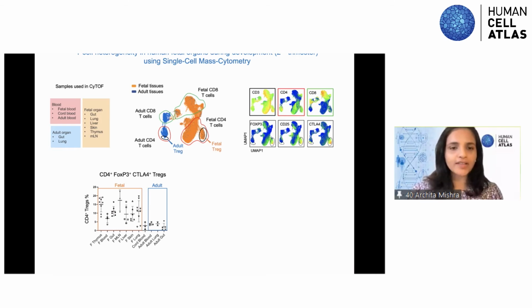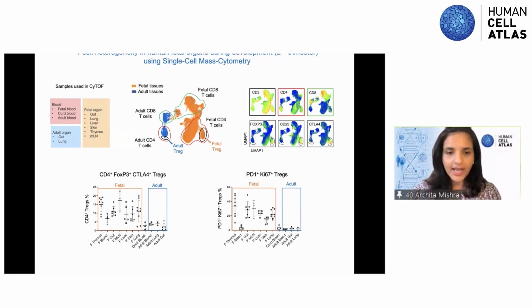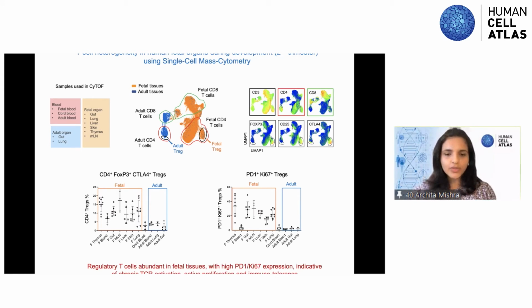And to our surprise, what we found was that fetal organs, especially fetal lymph node, which is the mesenteric lymph node, and fetal gut, had a very high amount of regulatory T cells. And these T cells were also high in PD-1 and Ki67 expression, which we concluded might be because of chronic TCR activation and active proliferation.